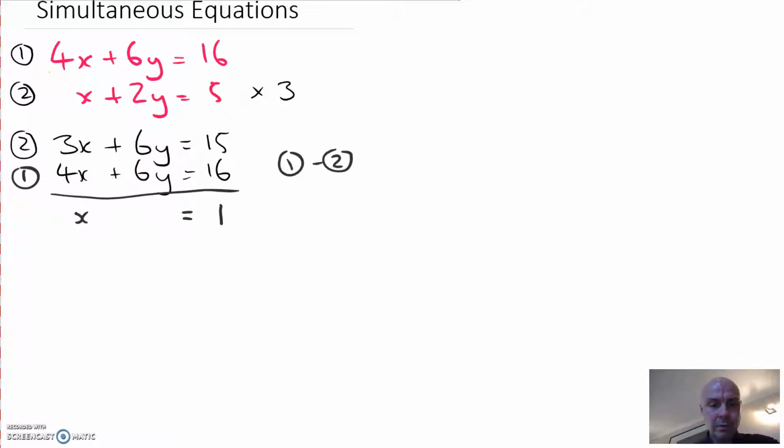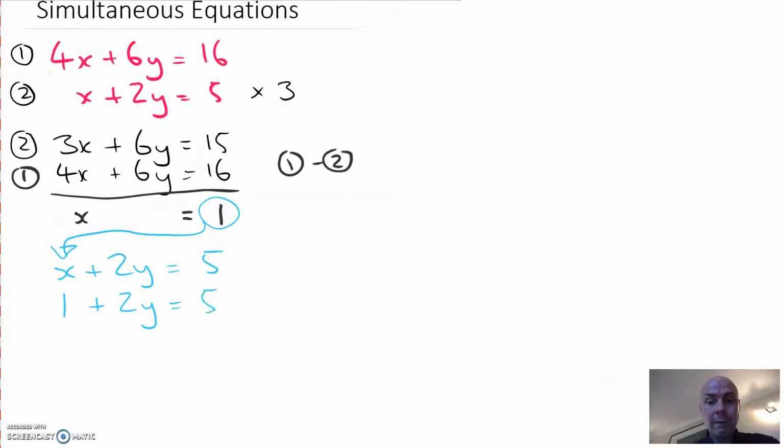So let's have a look. I can put it into either of the equations at the top. I'm going to choose the simplest one of equation 1 or 2, and 2 just looks simpler to me. It's only got an x in it, and a couple of y's. So we'll write that equation out again. We get x plus 2y equals 5. But now we know what the x is. We know x is 1. So we take that 1 and we substitute it. We put it in there. So our equation becomes 1 plus 2y equals 5. Right, so now we've got a normal equation to solve.